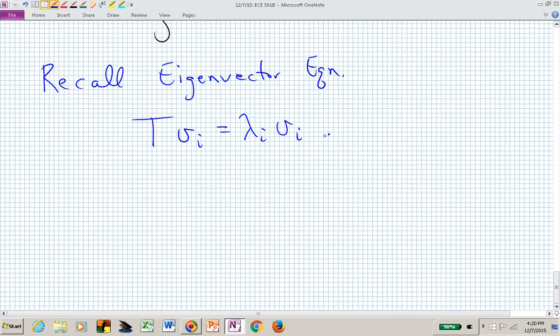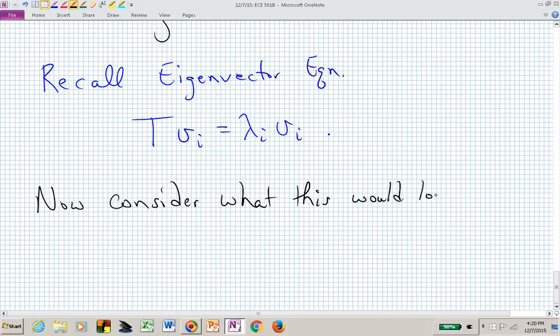Let's now consider what this eigenvector equation might look like if, instead of having eigenvectors, we have eigenfunctions.